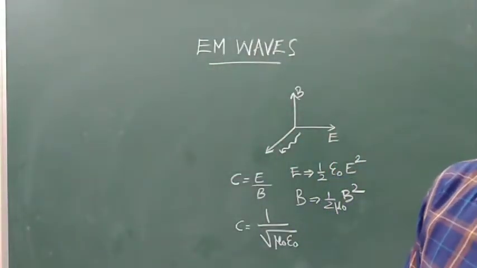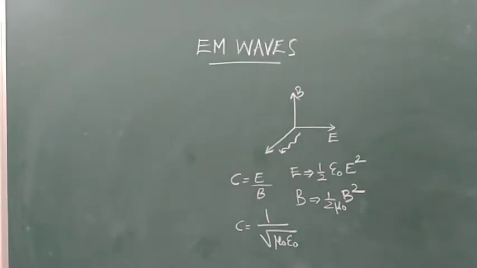And the electric field vector is responsible for the optical effects of an electromagnetic wave and is called the light vector. So when you talk about the visibility of light, the visibility of the electromagnetic wave is due to the electric field. So the electric field is also known as the light vector.